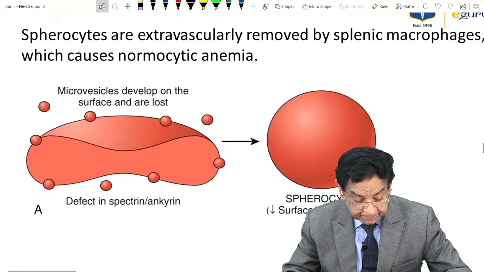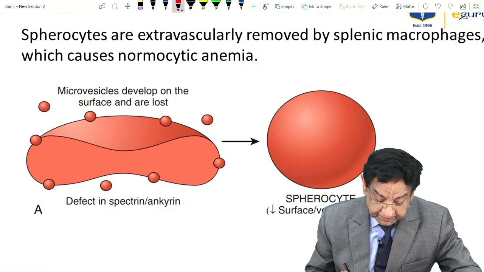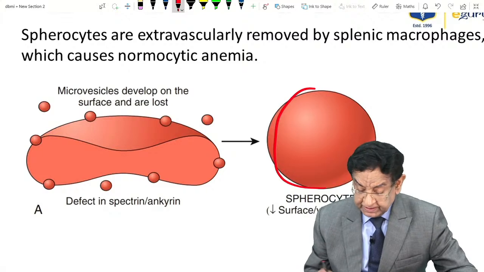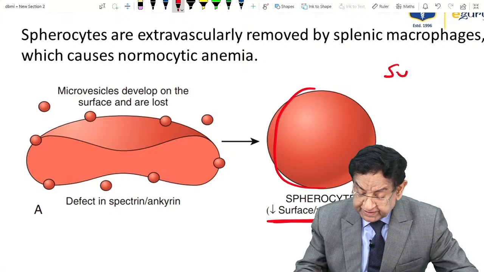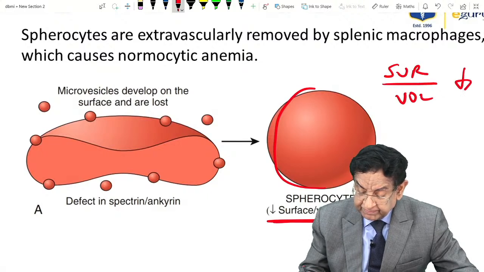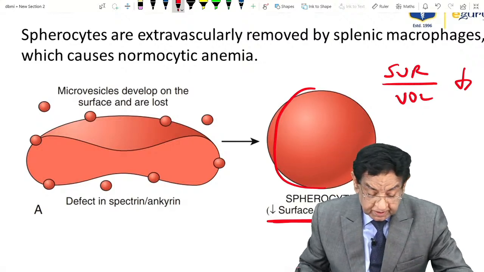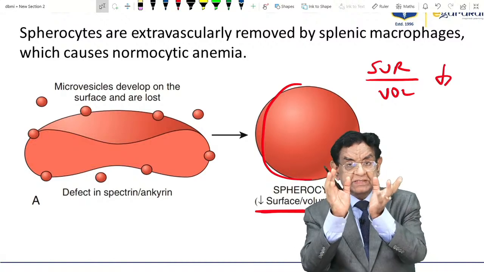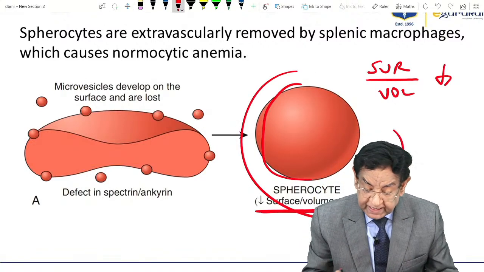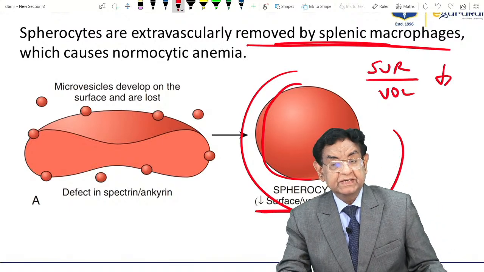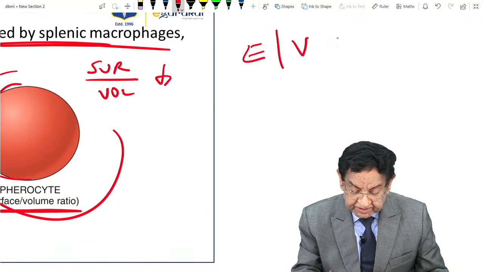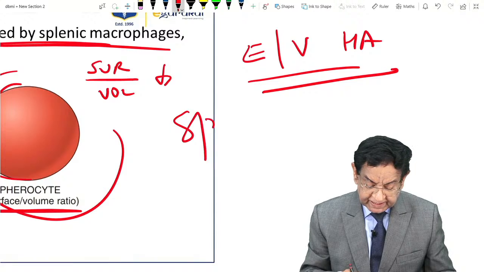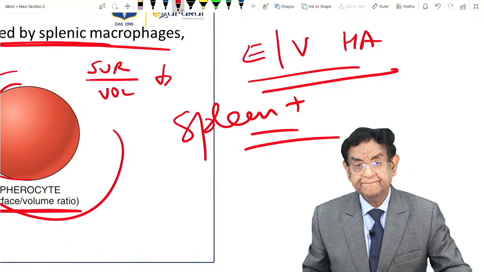Look at this. This is the normal RBC, and here we have defective ankyrin protein, so it becomes like a football, and that leads to a reduced surface to volume area. What happened? As I told you, these cells are not made properly, so they are removed by the splenic macrophages. What I mean to say is there will be extravascular hemolytic anemia. Cells are getting removed by the spleen, and that's why the spleen is enlarged in this patient. Very, very important point.